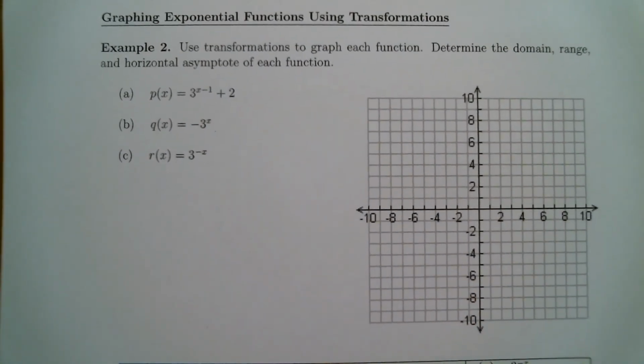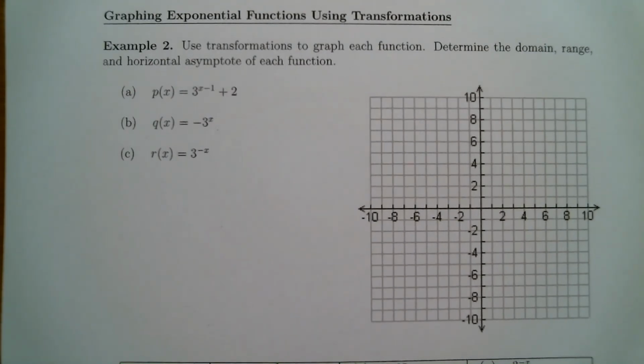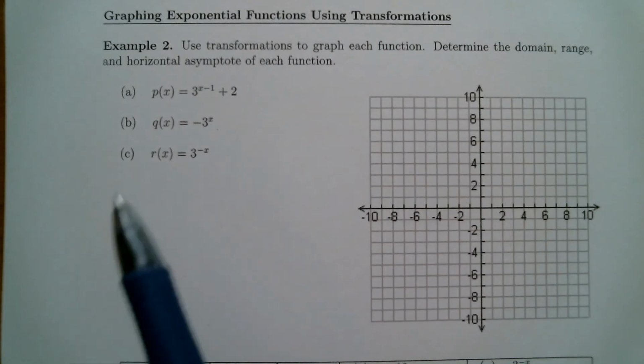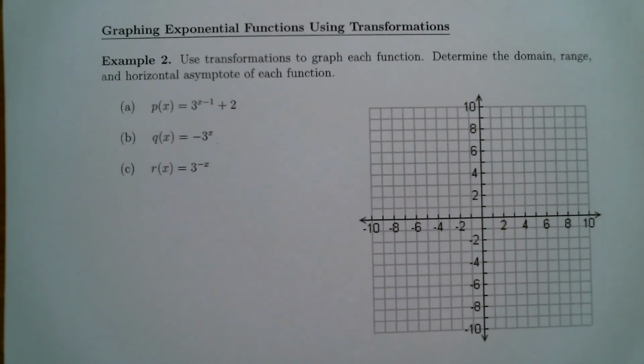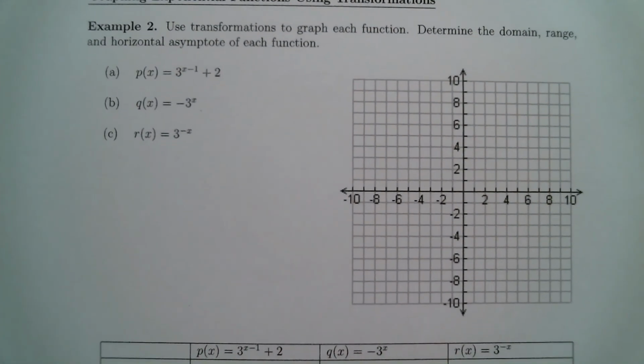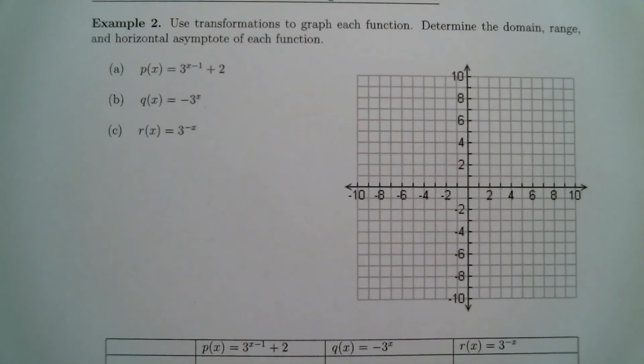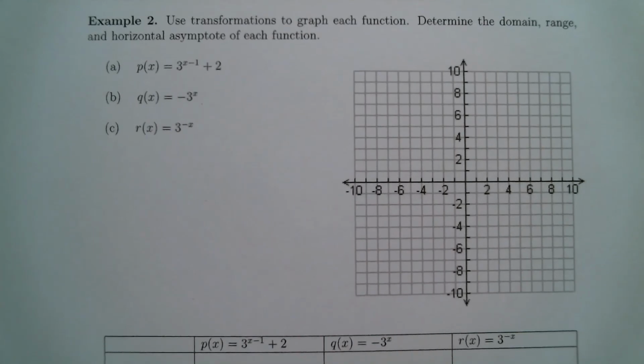Okay. All right. To start with, we need our parent function. Now the parent function is going to be different here. We've never done exponential functions prior to this section. So the parent functions that you learned back in section 3.4 don't apply here. If you look at all three of these functions, each one is some variation of 3 to the x. So that is what our parent function is going to be. So we're going to graph 3 to the x just like we graphed 2 to the x in example 1. And then that will be our parent function.